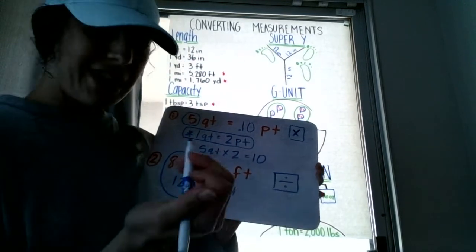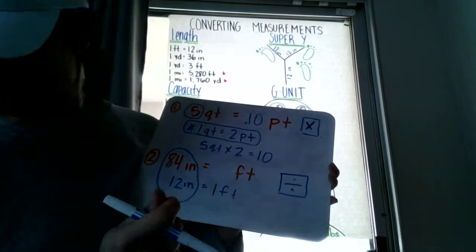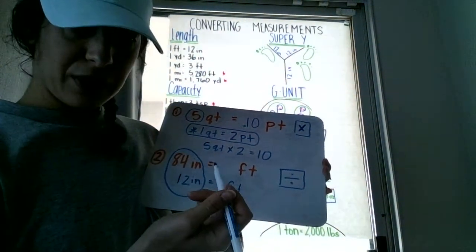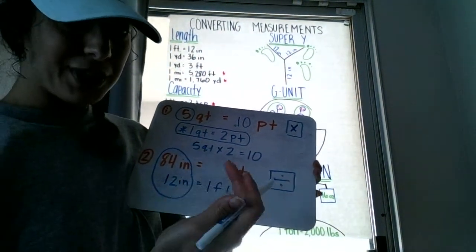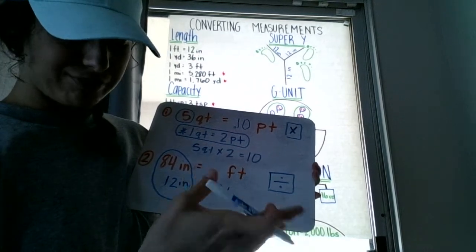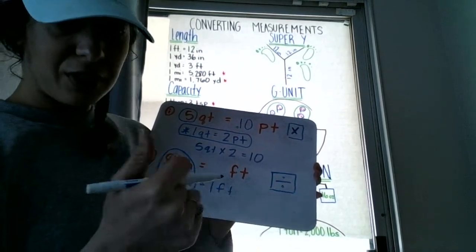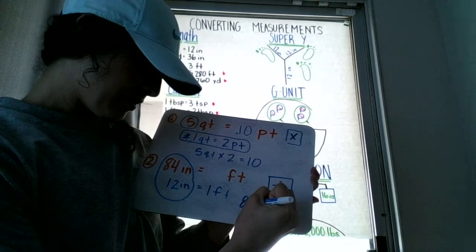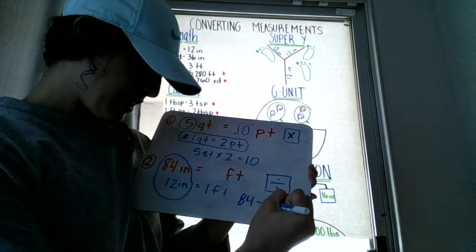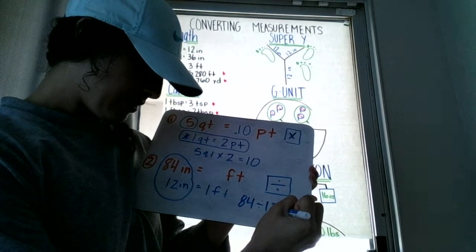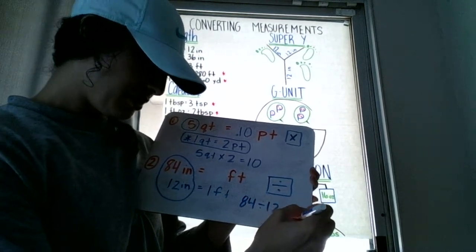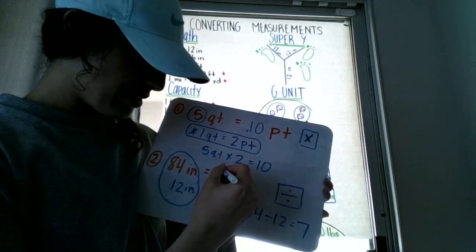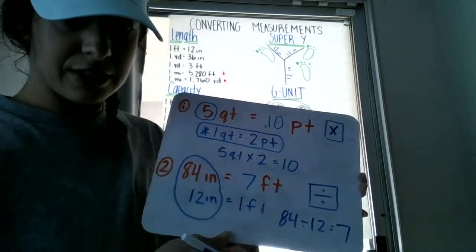Okay. So I know my multiplication. So 84 divided by 12. If you need help, you're going to have to look on a multiplication chart or skip count. But 84 divided by 12 is equal to 7. So in 84 inches, there are 7 feet.